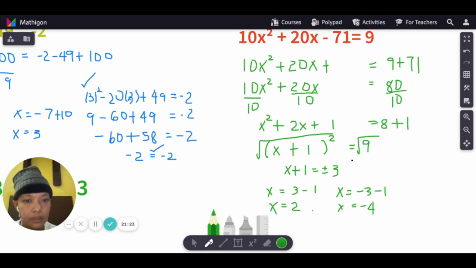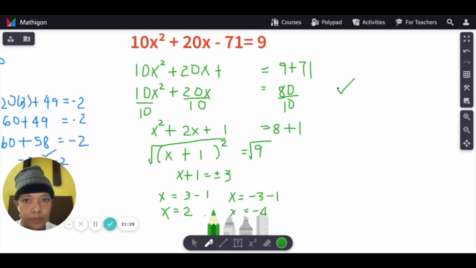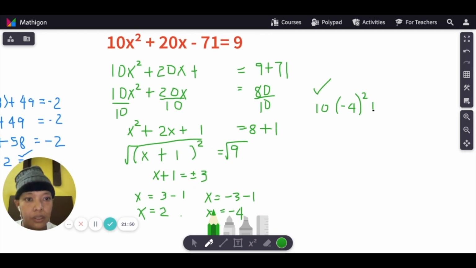Okay. So, how about how to check? So, again, malaki pong value to. So, gamitin ko na po yung negative 4 para naman maiba. Okay, so negative 4. Pero, of course, you can use positive 2. Para lang maiba, negative 4. So, nagsasubstitute pa lang po ako.